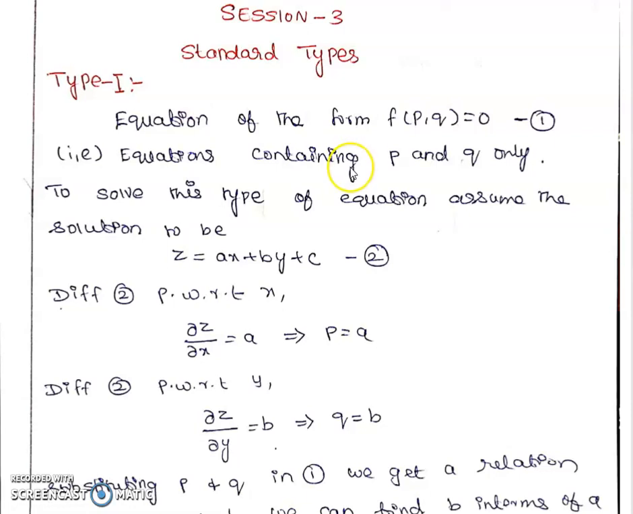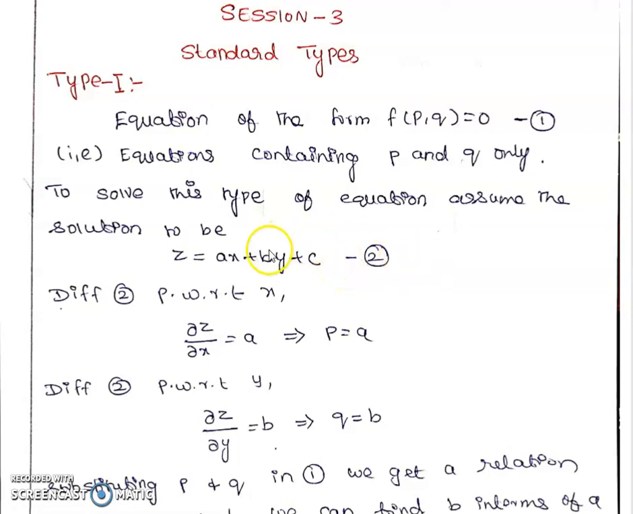In this type the equation contains only p and q. Other than p and q, no other term is there. To solve this type of equation, assume the solution to be z is equal to ax plus by plus c. Consider the given equation as 1, then take the assumed equation as 2.